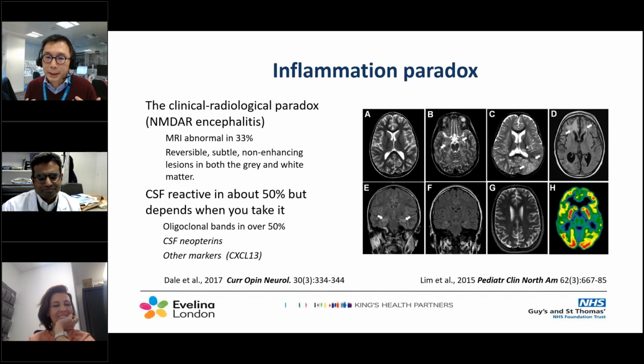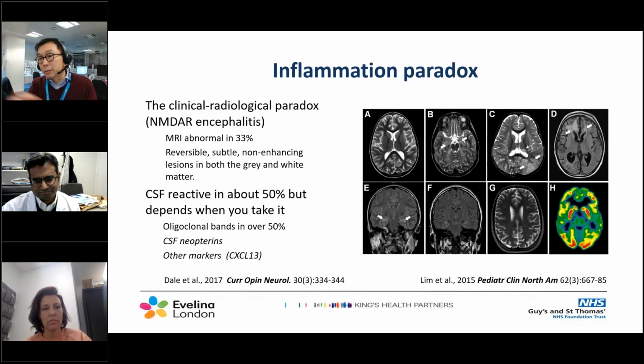inflammation as measured by antibodies, the majority of the time the MRI is not positive, and if it's positive, it only shows a mechanism of inflammation. It doesn't tell you what the etiology is. And then the CSF, if you measure it at the wrong time, may not be reactive, or the intrathecal bands are only there if you measure them a lot later in week 2 or week 3.